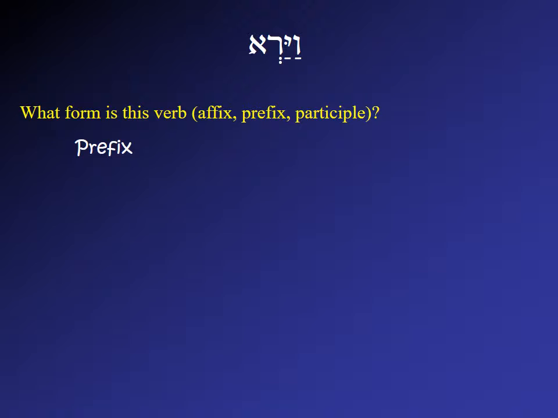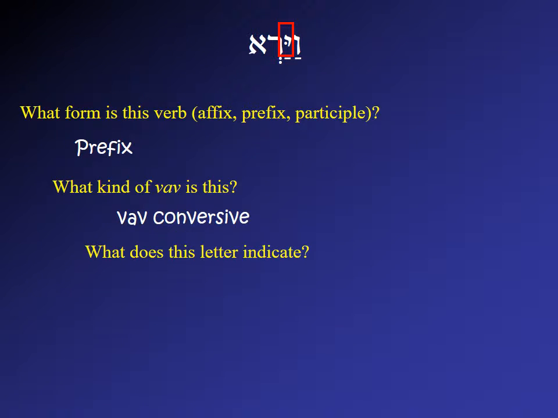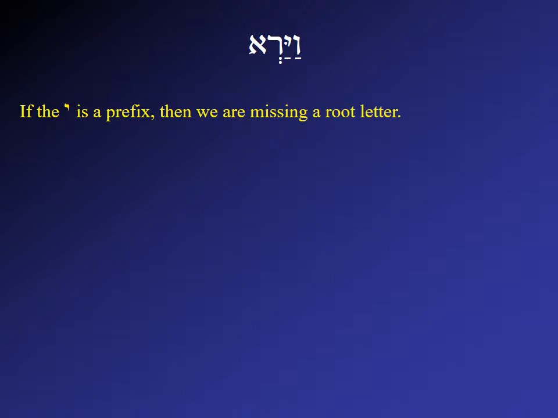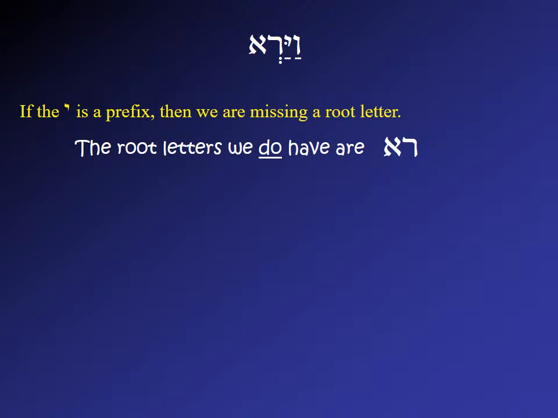We can begin by working on our first verb form, vayar. This is, as should be recognizable to you by now, a prefix form. Here we have our vav conversive. Our prefix is a yod, which indicates third masculine singular, verbal prefix. So if yod is our prefix, that means we're missing a root letter. The root letters that we do have are resh and aleph.